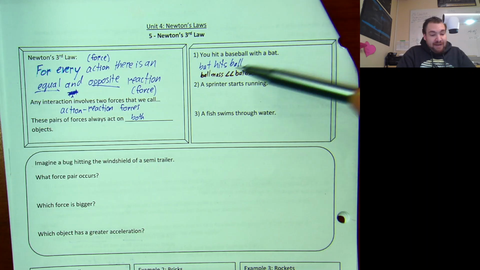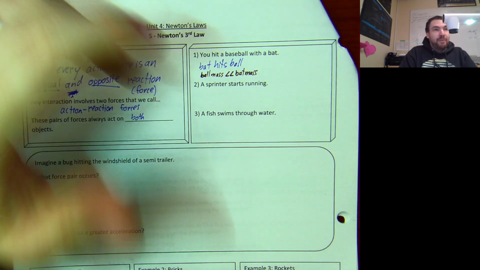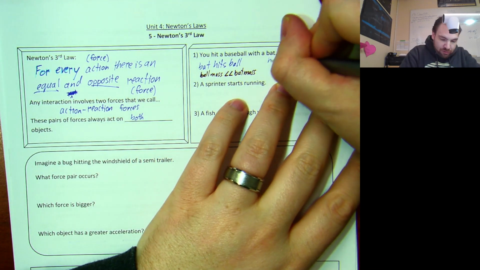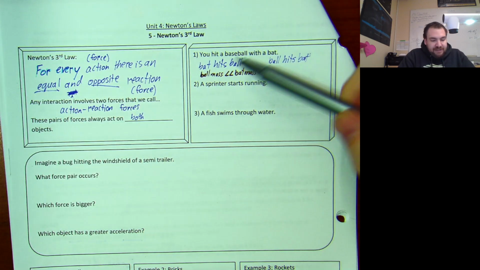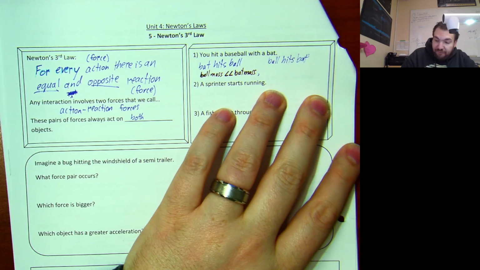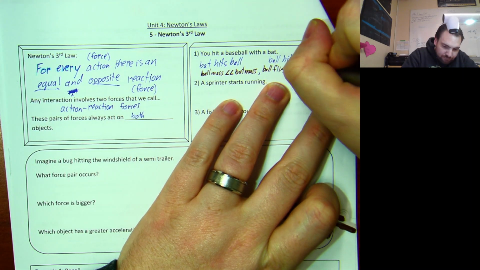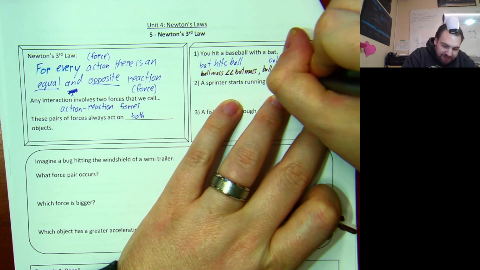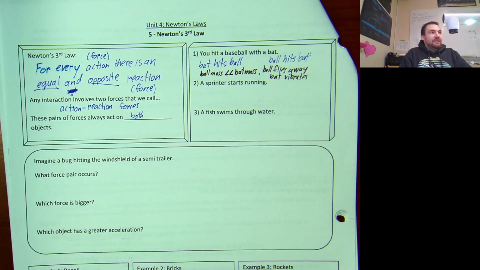So not only does the bat hit the ball and the ball goes flying, the ball also hits the bat. But because the ball's mass is much, much smaller than the bat's mass, the ball flies away. Well, the bat just vibrates. But both of those things connect with each other, and we have to acknowledge that that happens.